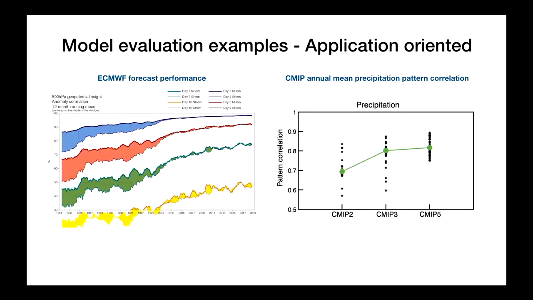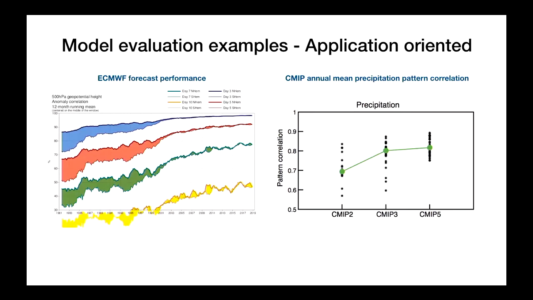Okay, so here's some examples then. This is sort of what I would call application-oriented model evaluation. This is a very famous plot on the left. I love how ECMWF gets away with having stuff outside the graph, actually. I downloaded this. You can download this from their website. You know, most of my students would get told off if they gave me a graph like that. I would say, come on, hang on a minute.